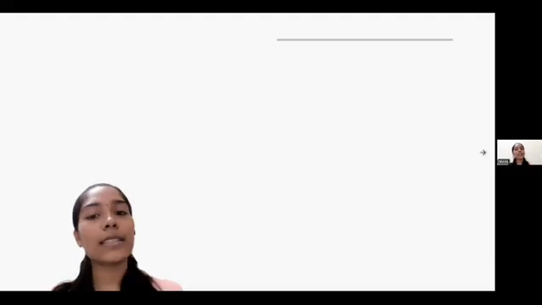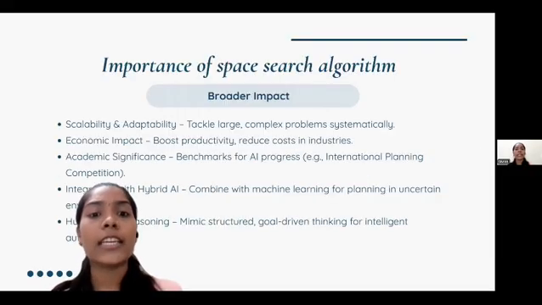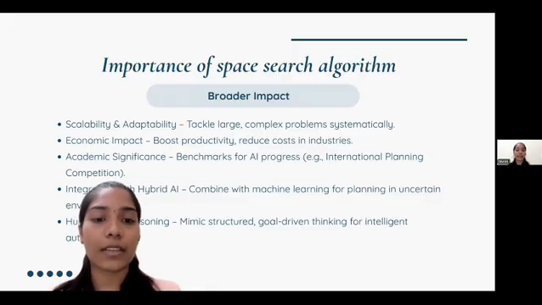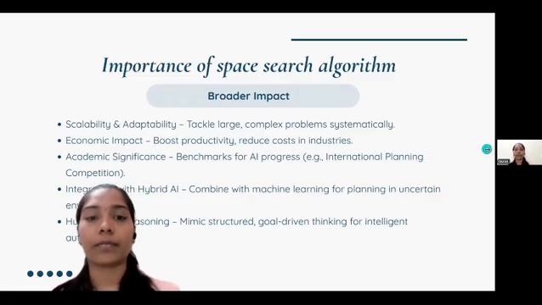The impact of state space search is very big. It can solve large and complex problems easily. It helps save time and resources. It's also very important in research and academics. This algorithm can even be combined with other AI methods like machine learning. They make systems smarter and more human-like in decision making.